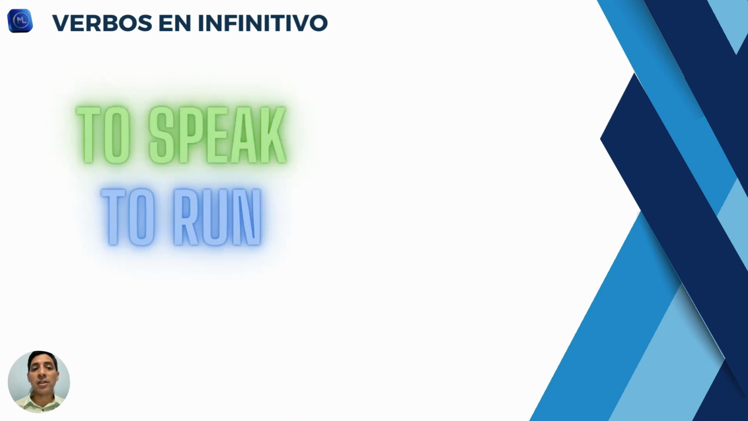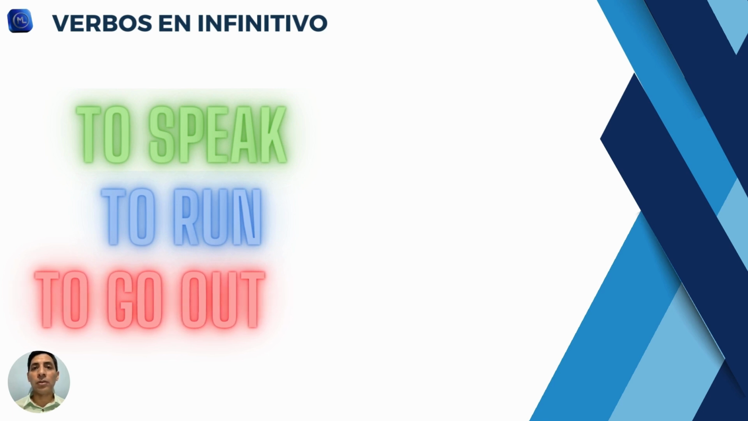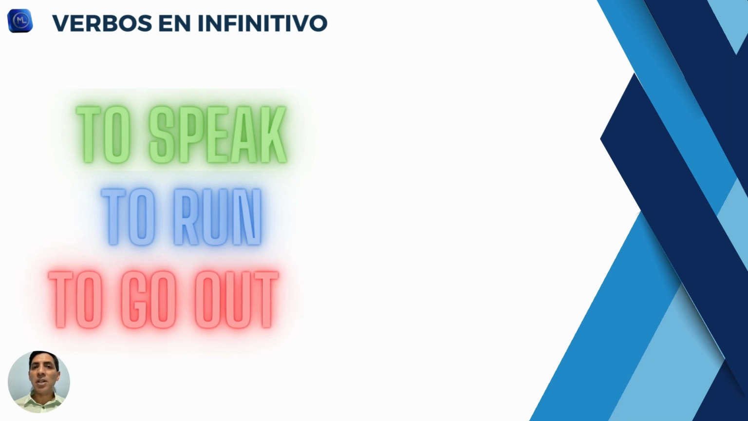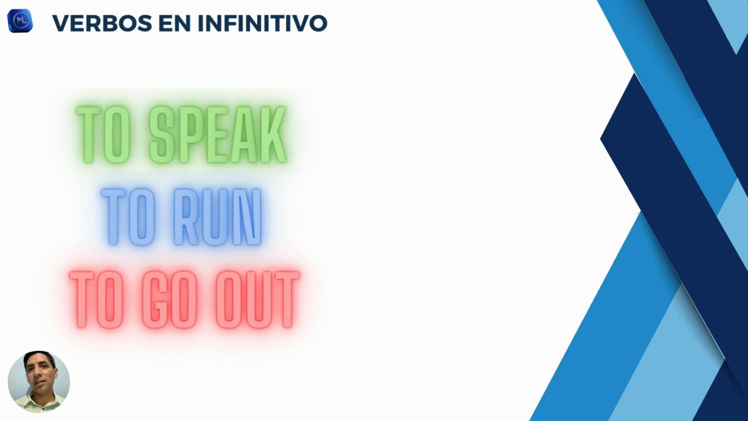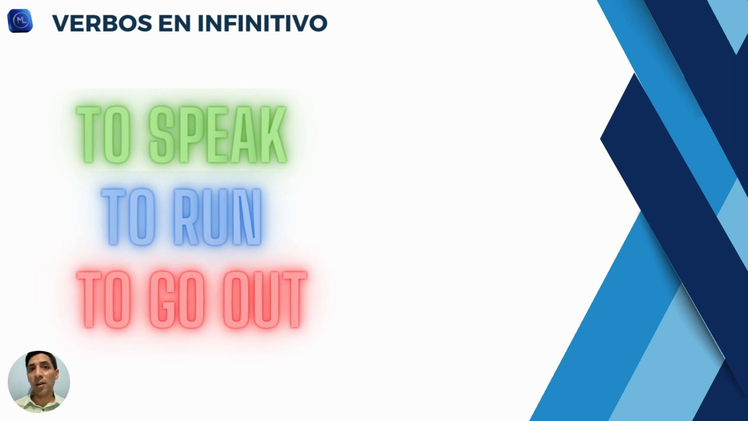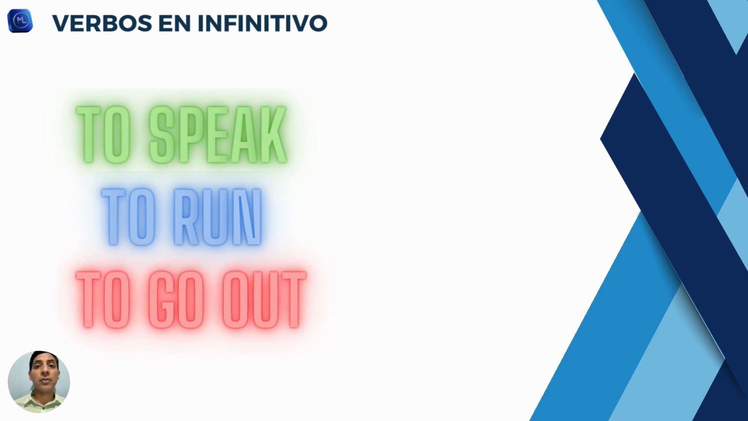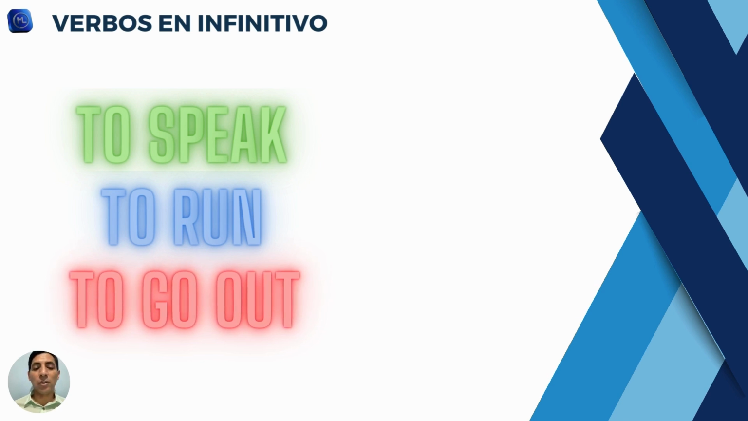I can also say, for example, to run, or I could say to go out. All three verbs are in infinitive. Why? Because I didn't say speak or spoke or running or going out or went out. I just said to speak. So in English, when we have a verb and we precede that verb by the preposition to, we transform that verb into infinitive. To speak, to run, to go out.